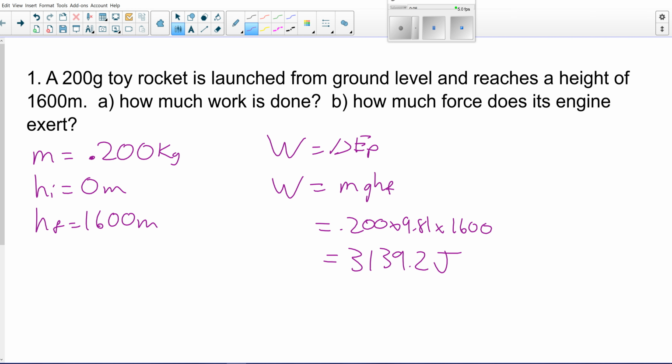Now that I know that, can I calculate how much force was used? I can, because the other way to calculate work is this, force times distance. Now, what distance do I use here? What was the distance over which the force has to be exerted if this thing goes from 0 to 1,600 meters?